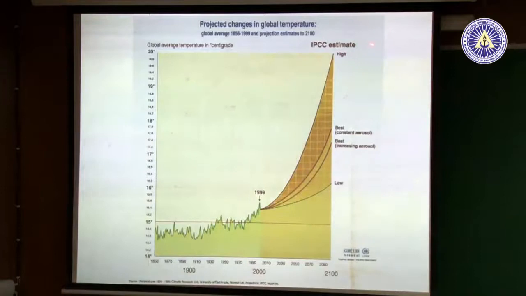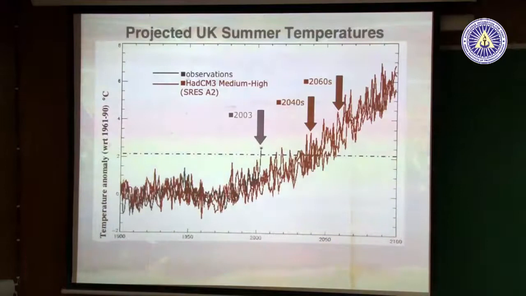Now, this is an interesting graph, but like the next one, which shows the temperature in the past and the calculations from the Met Office in Britain. In 2003, some 3,000 people died because it was what somebody in Europe would call a hot summer. An Indian wouldn't say it was hot at all, but it did cause a lot of trouble. And the implication is, in the 2040s, this will be the average temperature. In the 2060s, it'll be the minimum temperature if you extrapolate this.